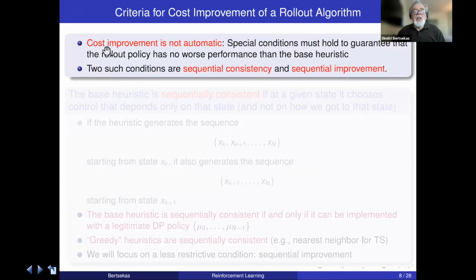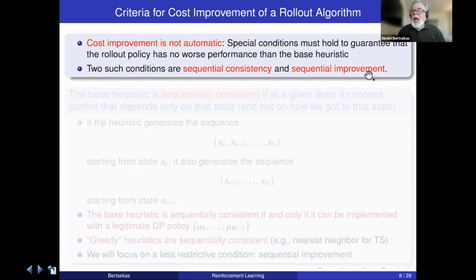The first thing to note is that cost improvement does not come automatically. It's very easy to construct base heuristics for which the rollout algorithm does not have this cost improvement property. There must be some special condition that should hold in order to guarantee this cost improvement property. And there are two such conditions. One is called sequential consistency, and the other one is called sequential improvement. Sequential improvement is more general than sequential consistency, and we're going to focus on this one.